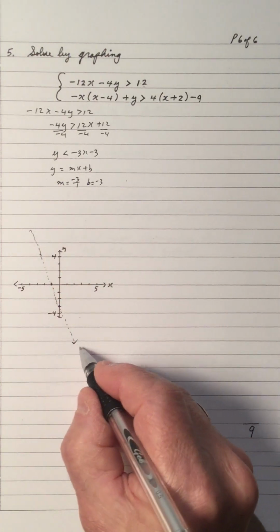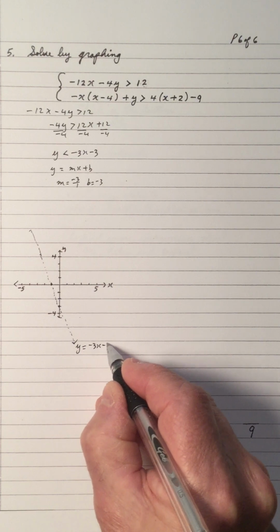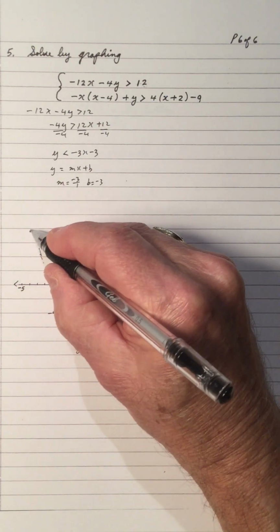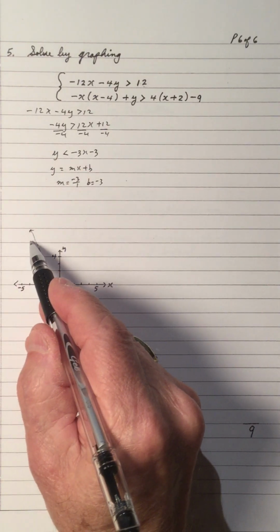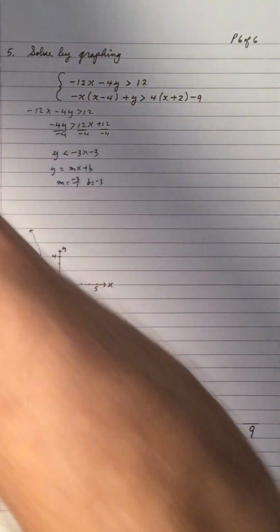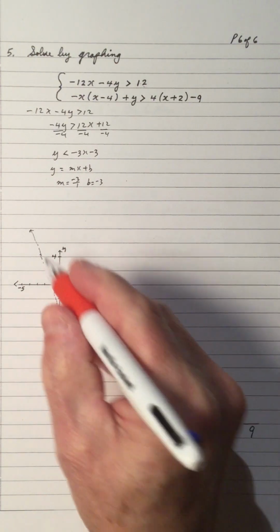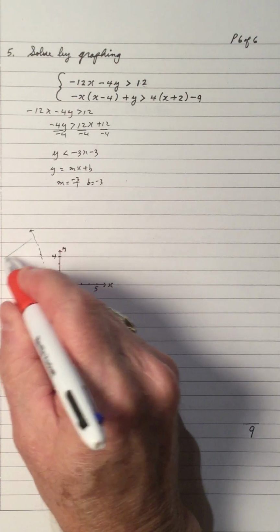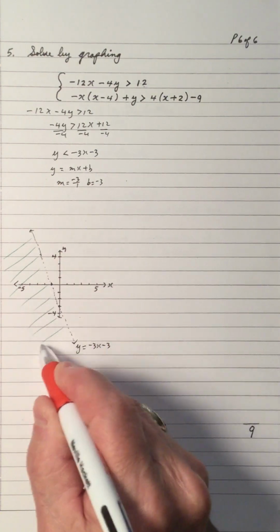Again, that's the boundary line, but the boundary line is broken. And less than is below. So I'm going to shade that less than in green. I'm going to shade this in green like this. So you're below this line.